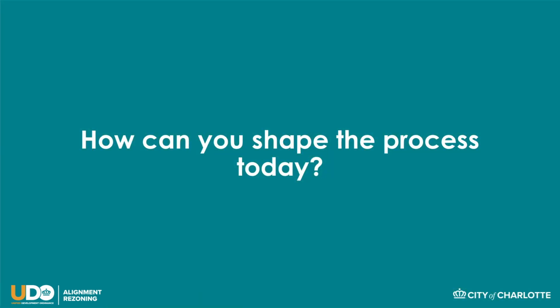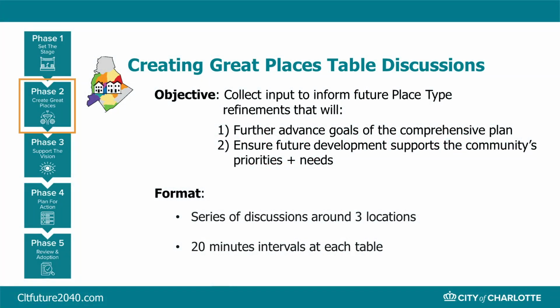With that, let's talk about how you can shape the community area planning process today. Next up is a series of table discussions that are designed to collect feedback which will inform future refinements to place type designations, as well as next steps in the planning process. There are 3 different table discussions for this geography. Each discussion is expected to take 20 minutes. If you'd like to participate in all 3 discussions, please stand at the sound of the bell and rotate to a new table. You may choose to spend more or all of your time at one table. If this is the case, please stay seated during the rotation.